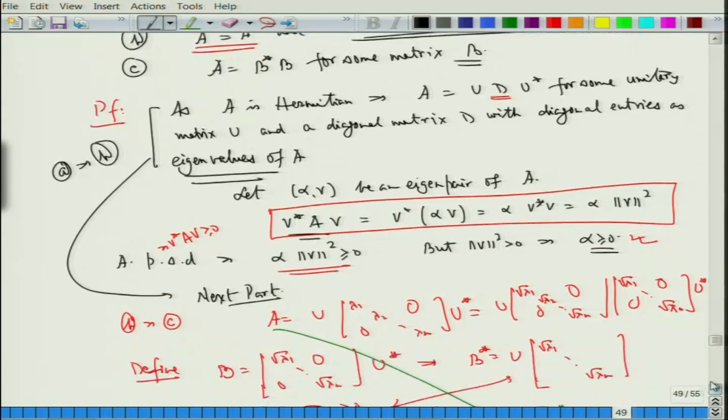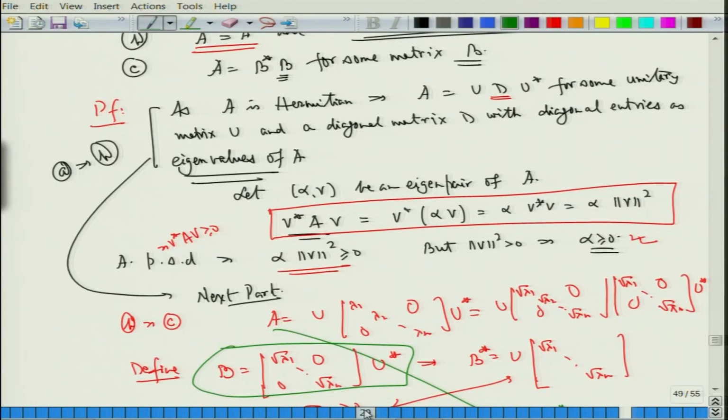Now let's look at B implies C here. Fine. We want to show that every eigenvalue is positive implies that A equals B star B, but we want that B to be invertible here. So let's look at B here for us. B was this matrix. So when we are saying that the lambda i's are positive, what does it mean? It means the square root of lambda 1, square root of lambda 2, till square root of lambda n, each of them is positive, and therefore this matrix B is positive.